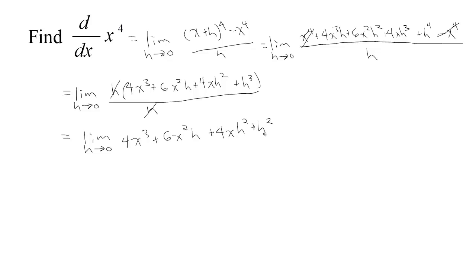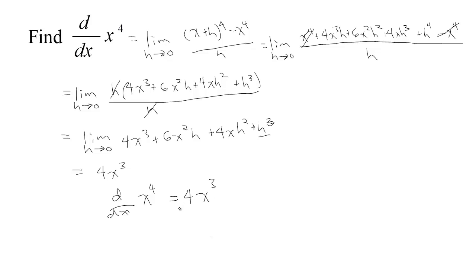And each of these last three, h cubed, sorry, each of these last three is going to 0, so those will all disappear, and we'll be left with just 4x cubed. Notice that this one doesn't depend on h, so it doesn't care what happens as h goes to 0. So the derivative with respect to x of x to the fourth is 4x cubed.